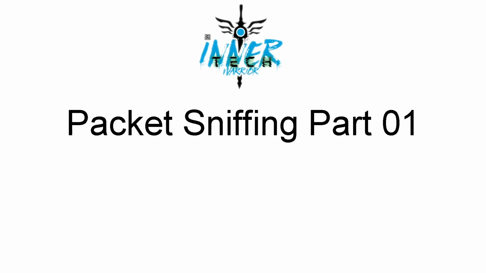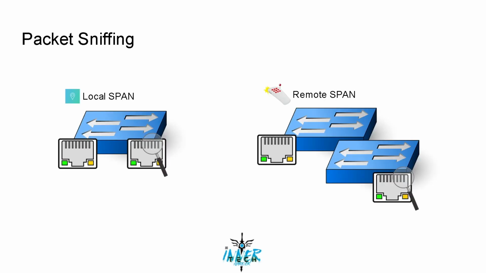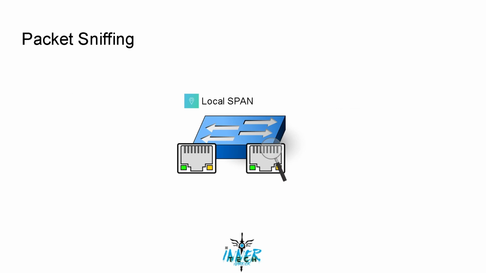In this lab, management has told us to set up a local and remote switched port analyzer on the network. Packet sniffing allows us to monitor and analyze traffic on a network. Cisco switches provide two main methods: local SPAN and remote SPAN. Let's start with local SPAN.